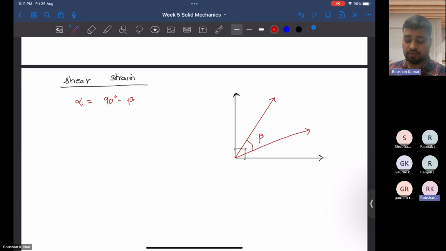There is a formula that is derived for this. If we know the deformation gradient and the displacement gradient, then we can find the shear strain between any two line elements aligned in any direction.